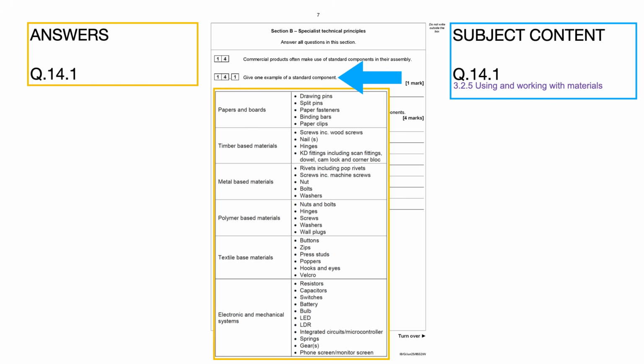Question 14 marks the beginning of section B, specialist technical principles. Now 14.1 is asking for one example of a standard component. Commercial products often make use of standard components in their assembly. This is taken from 3.2.5, using and working with materials. Now, depending on the subject specialism within your school, you could have a number of examples from papers and boards, timber, metal, polymer or textile-based materials, and lastly, electronic and mechanical systems. So pause the video and make some notes.